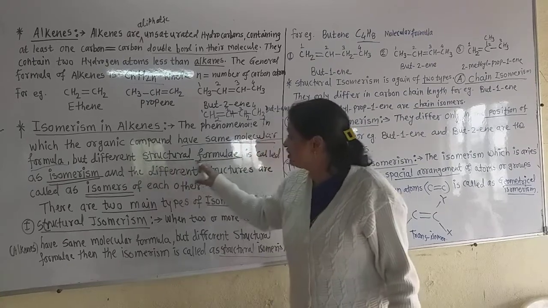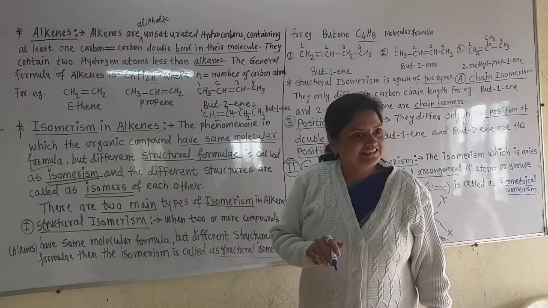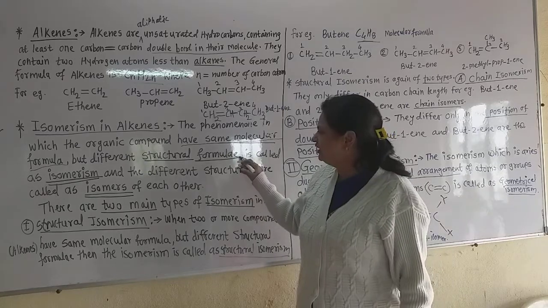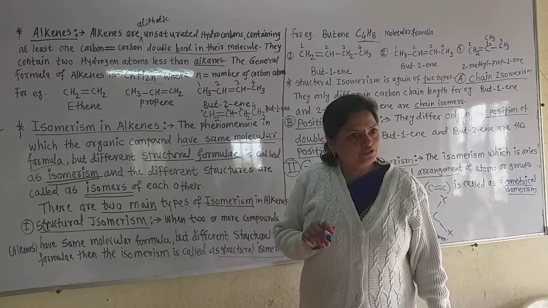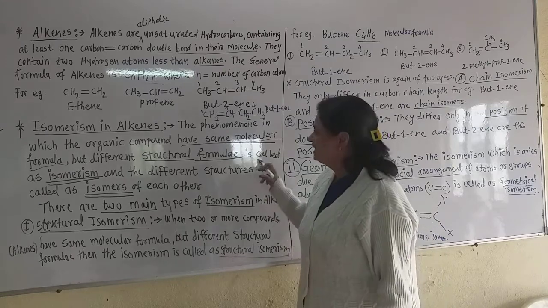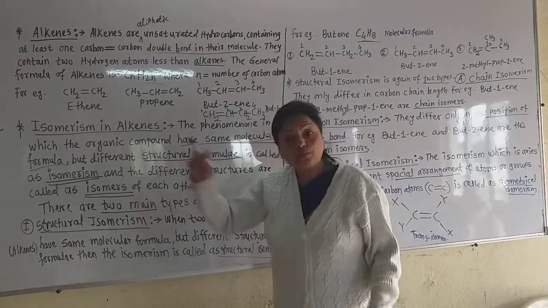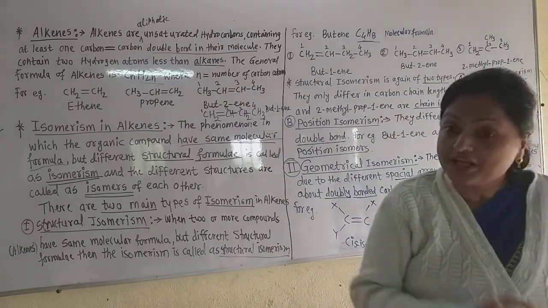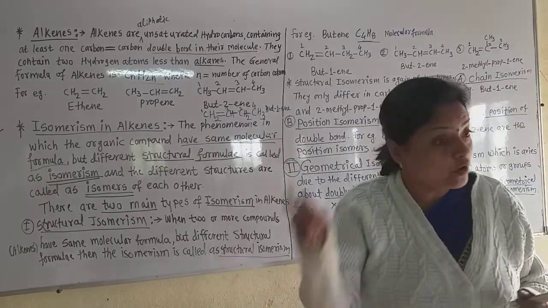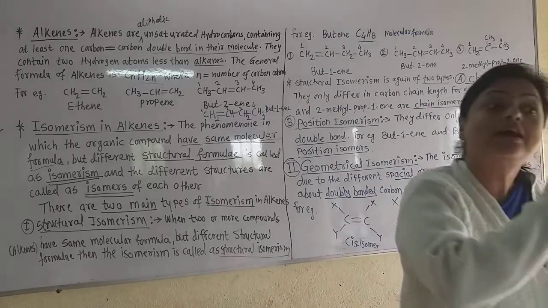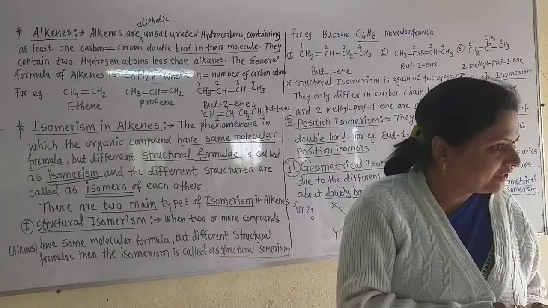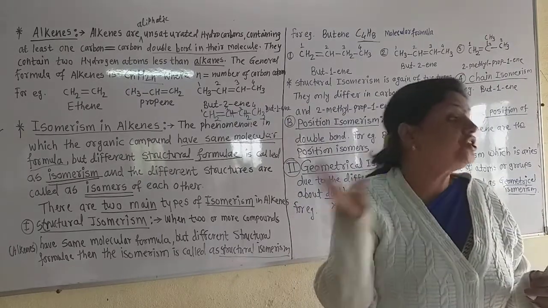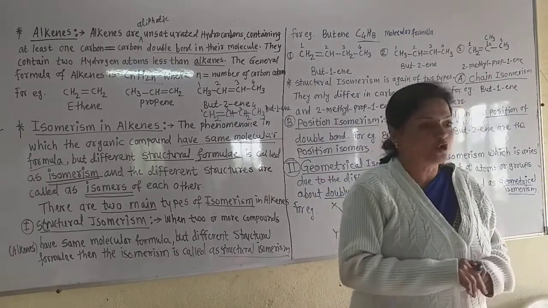But different structural formulae. Only write down E in the spelling of the formula at the end. This phenomenon, this property, is called isomerism, in which organic compounds have the same molecular formula but different structural formulae. It is called isomerism, and the different structures are called the isomers of each other.